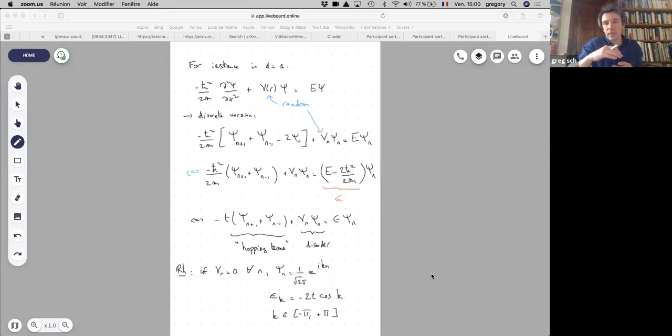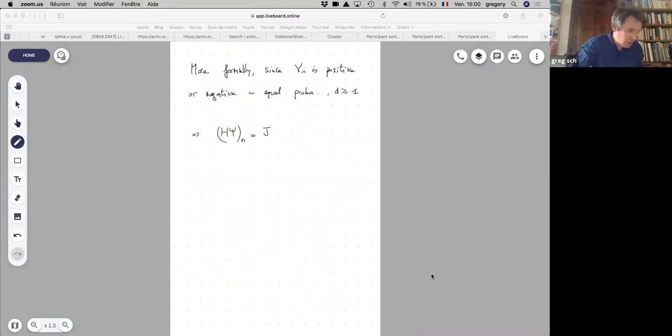And in general, in higher dimensions, you will have a sum here over all your nearest neighbors. That comes from the discretization, of course, of the Laplacian. So the natural generalization in higher dimension, provided you are doing this minus sign that I mentioned, is that you will generically have a sum here over all the neighbors of n, J psi m. So J is minus t if you want. I did this change t to minus t essentially. And then I have this plus Vn times psi n.